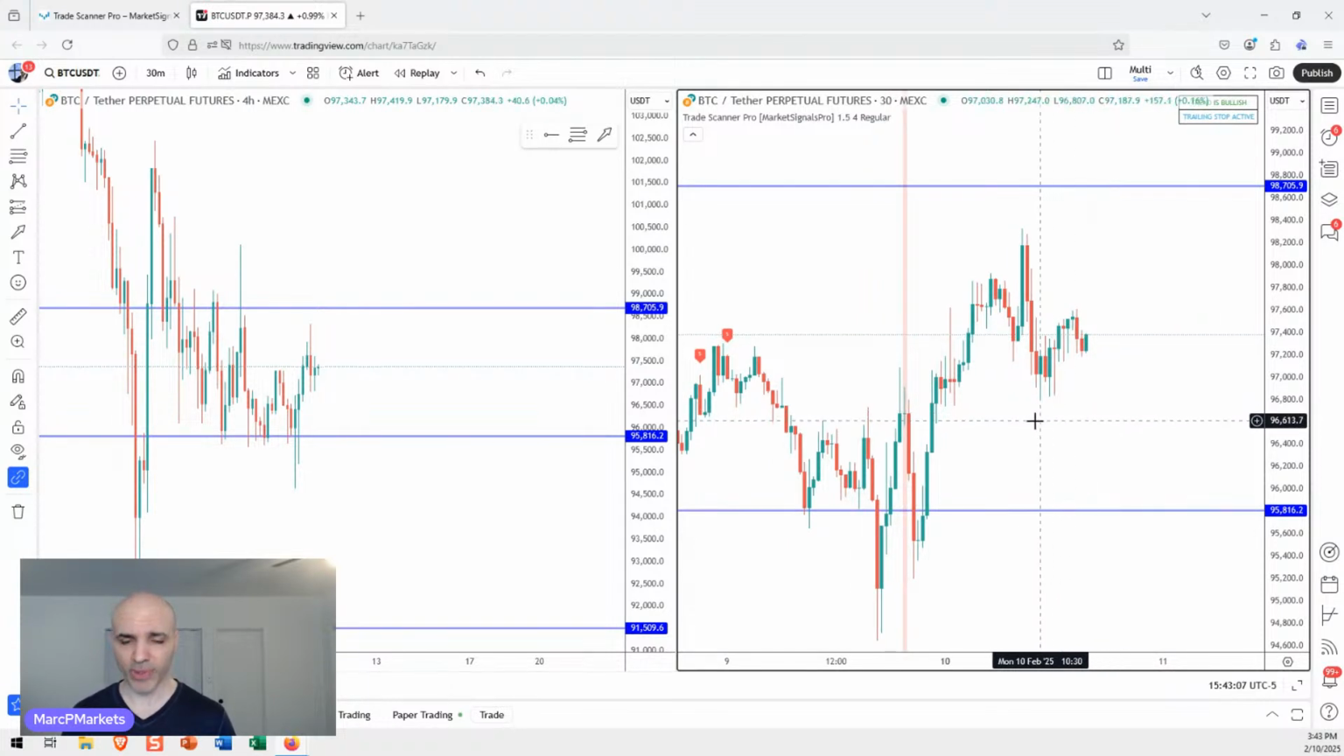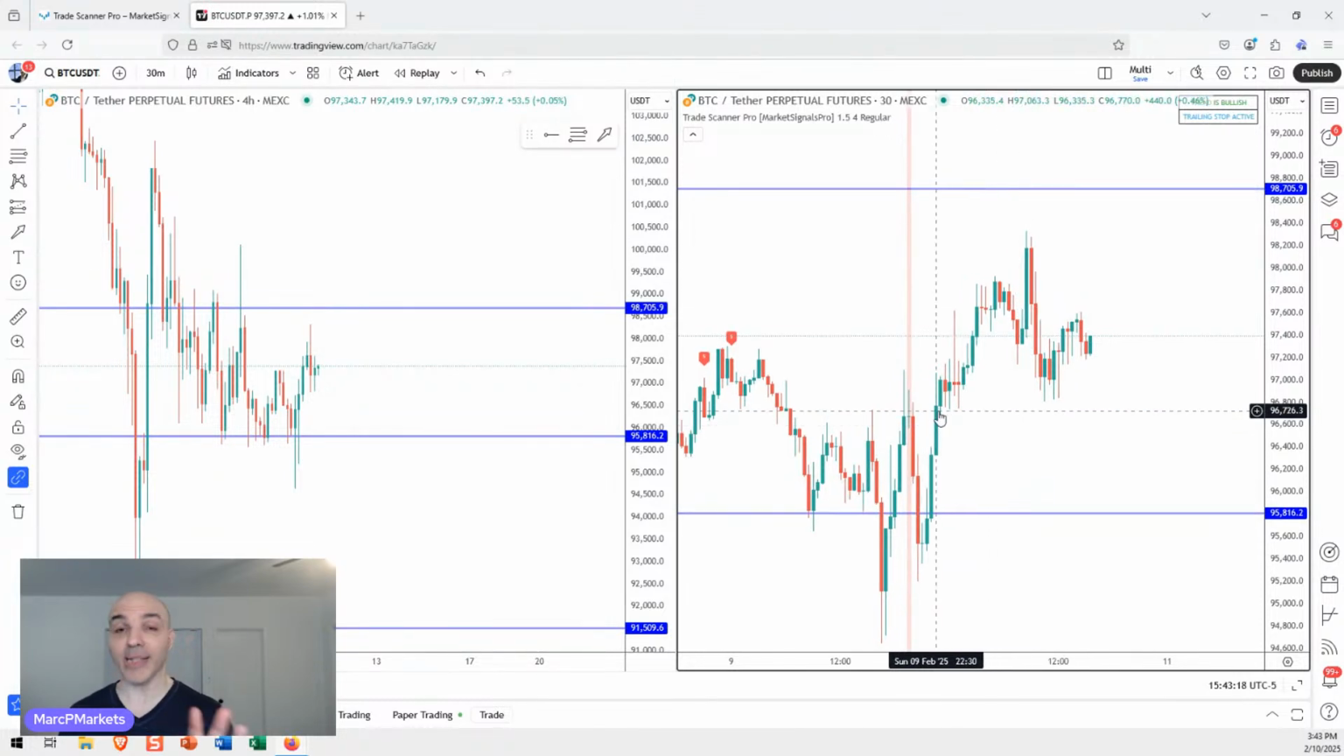It helps you with levels and stuff like that, and it helps you with natural market movements. So yeah, I'm definitely a fan of market profile. All right, so you guys got that? All right, that's the swing trade plan for the Trade Scanner Pro.